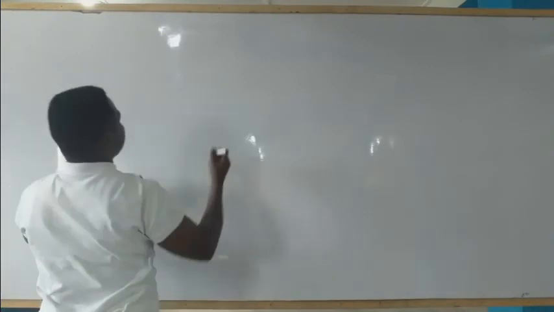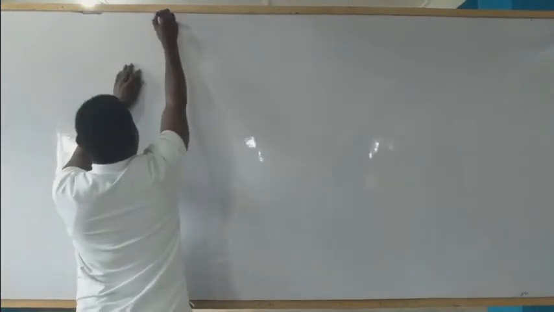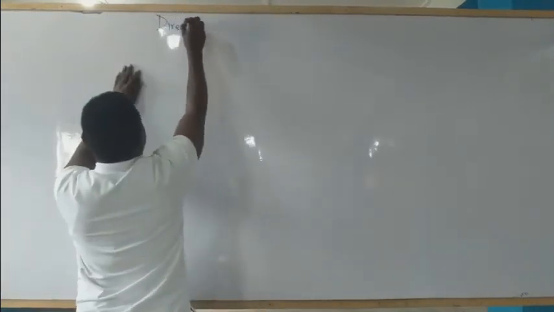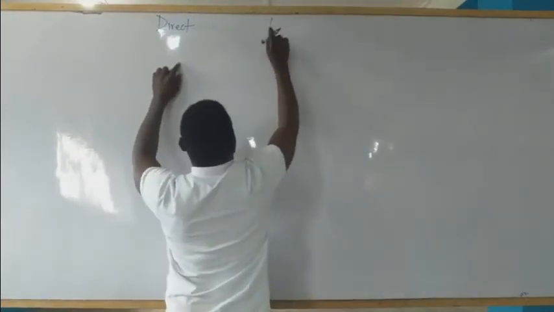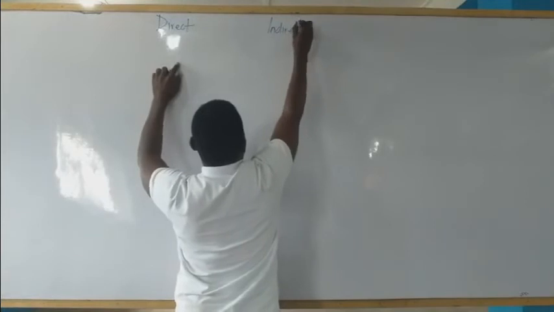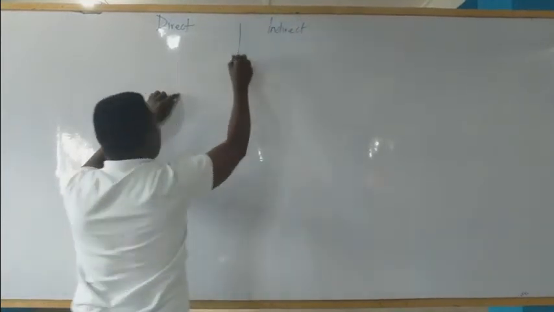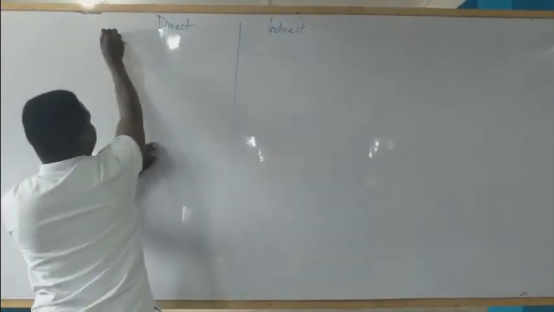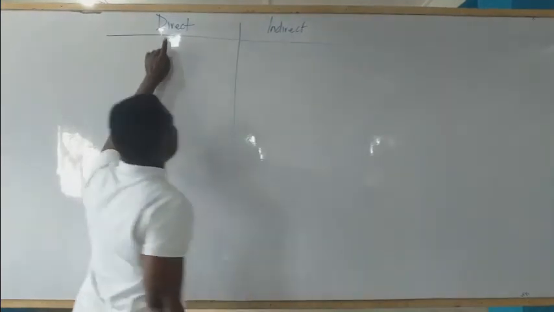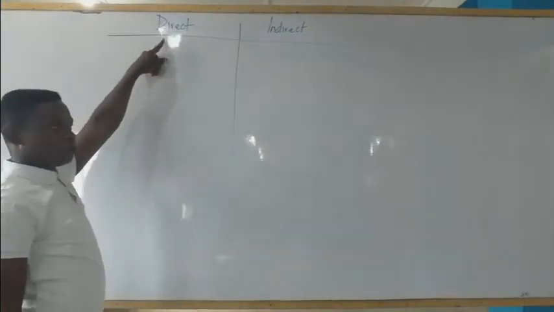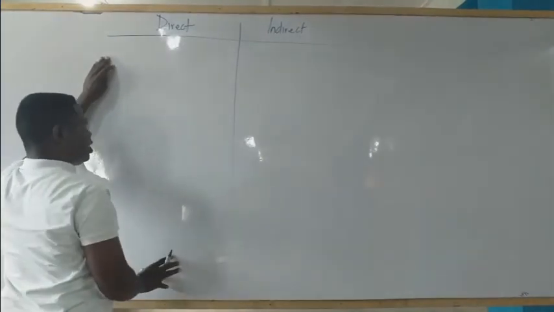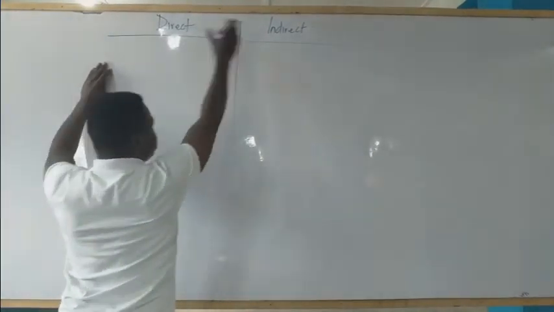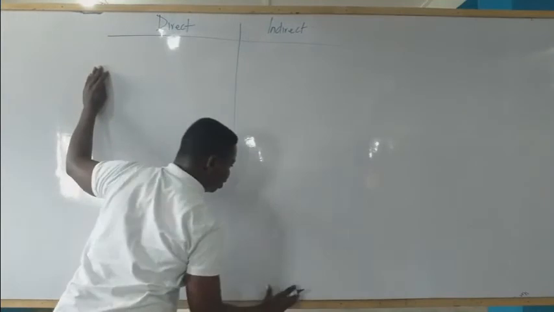Let's have a table to show what will change. So let's have direct here. This is direct speech. This is indirect or reported speech. So when you have a direct expression, the following words in direct expressions will change to the following in indirect expressions.